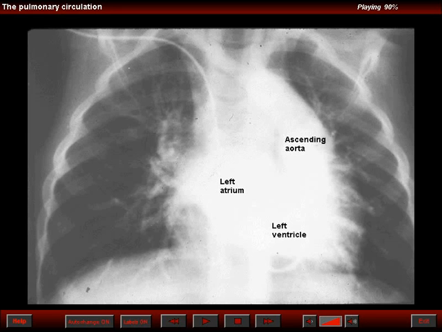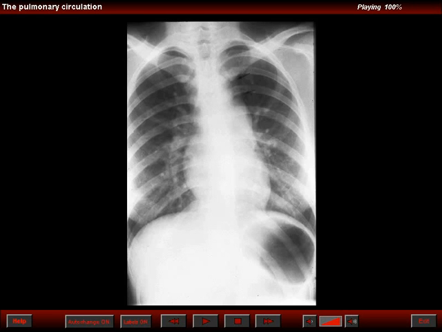Another example of corrected transposition of the great arteries. This is an interesting case of a patient with cyanosis without heart murmur. What are the possibilities? One is the microarteriovenous fistula syndrome, which is usually part of the Rendu-Weber-Osler syndrome. Patients will have epistaxis and may have no murmurs, but have cyanosis. And the second cause of cyanosis without murmur is a persistent left superior vena cava draining into the left atrium.